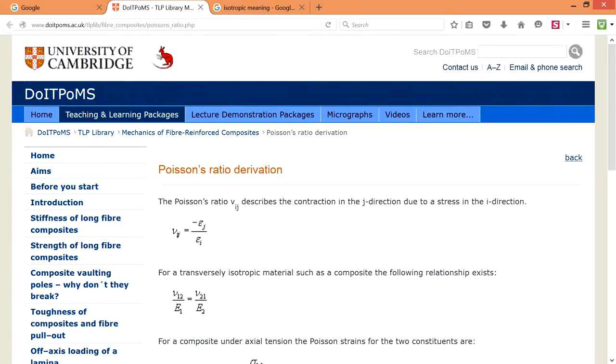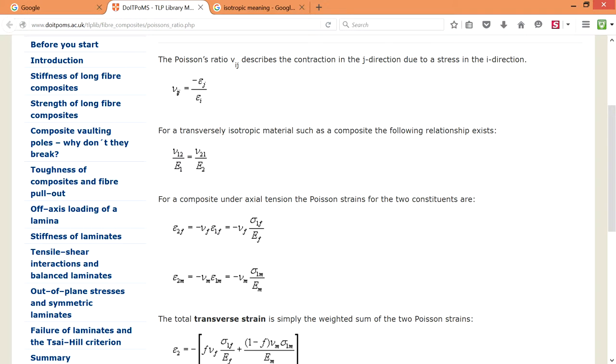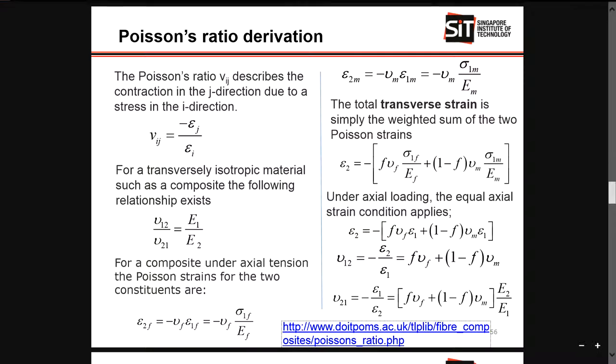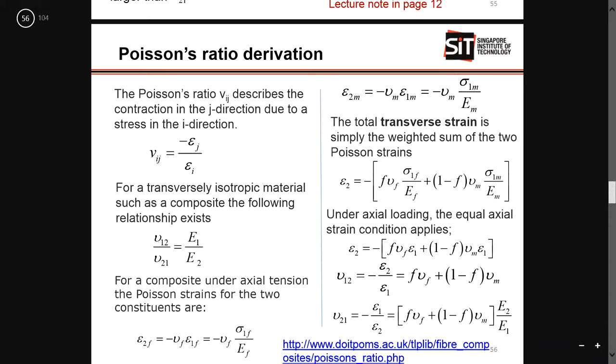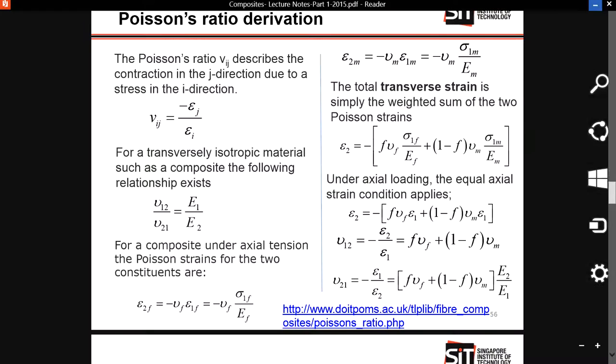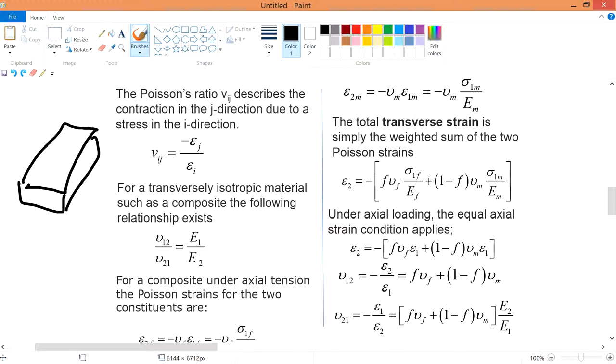Nonetheless, you can also visit the website that is given in the presentation slide, which is over here, this blue colored link. Hopefully you can see. Over here they say that for transversely isotropic material, this relationship exists. So how does this exist? Is it an experimental existence, or is it a mathematical derivation?